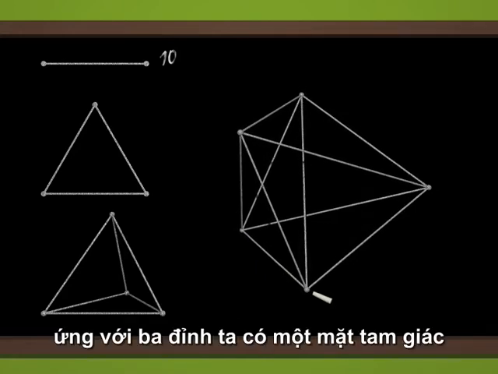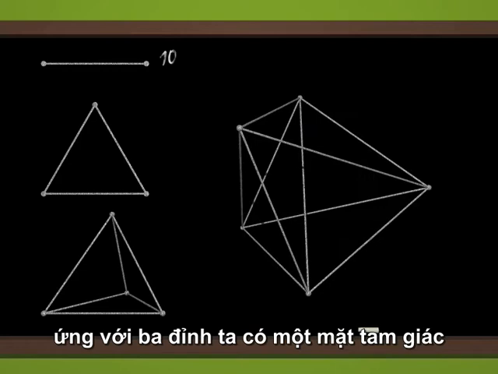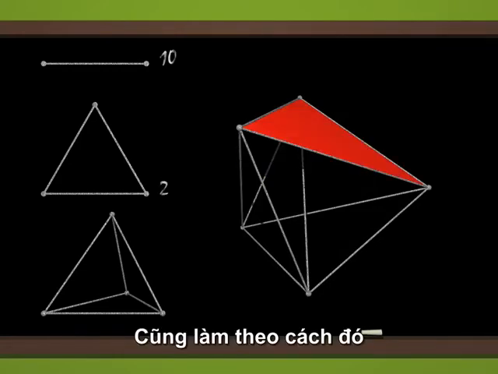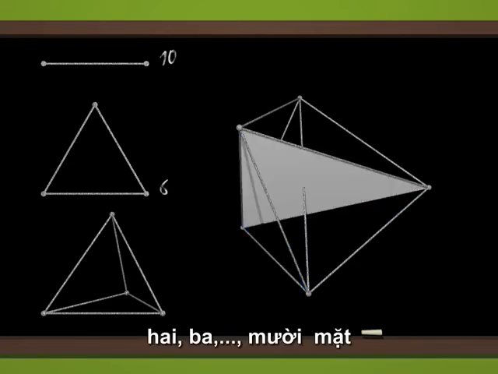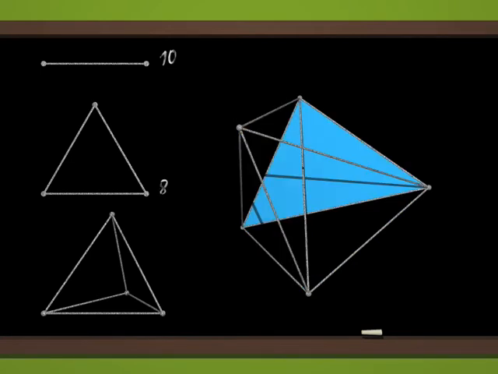In the tetrahedron, there is a triangular face for each triple of vertices. We proceed in the same way, which gives us 10 faces.